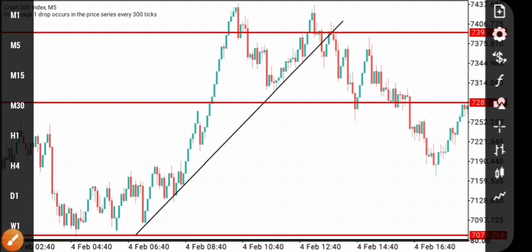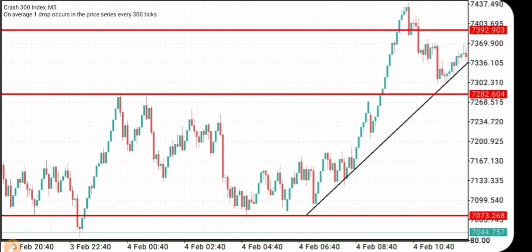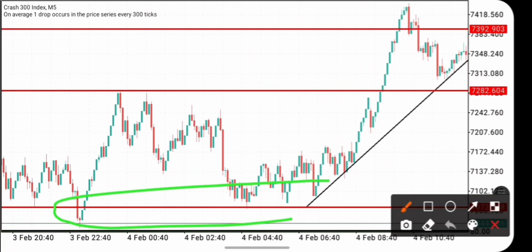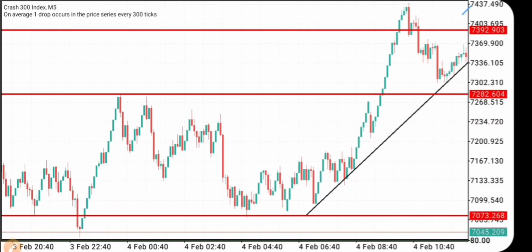So this is what you look for when the market reaches a support and resistance zone. This is a support zone. So let us see how the price reacted to the zone.